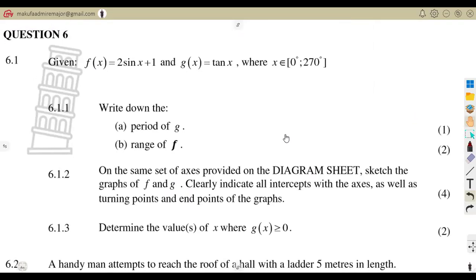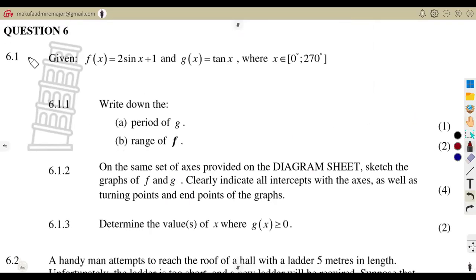Question number 6. Given f of x is 2 sine x plus 1 and g of x is tan x, where x is taken from 0 to 270. This is the interval that we are given there. And the question on 6.11 was: write down A, the period of g.